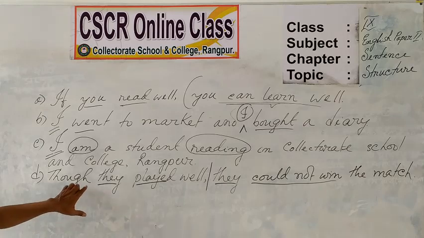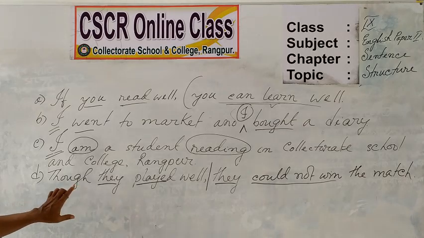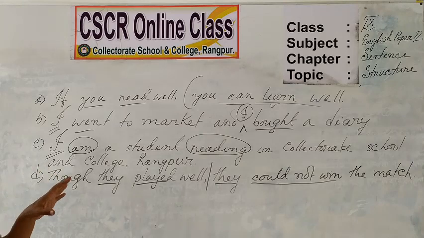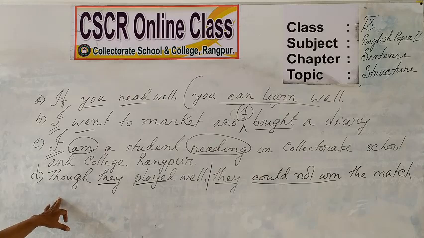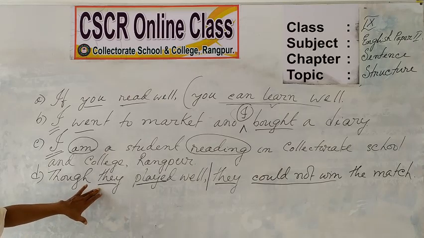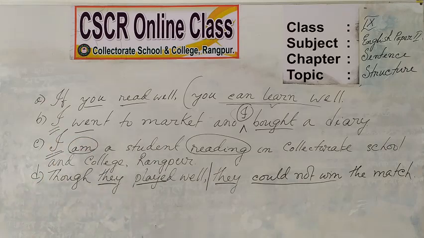Dear students, read the first part separately, though they played well, and finish it. Can you have the full meaning? No, you can't have the full meaning. So, though they played well is a dependent clause, that means a subordinate clause, and another part, they could not win the match, can give the full meaning. So it is called the principal clause. Dear students, as there are two parts, one principal and another subordinate clause, it can be defined as a complex sentence.